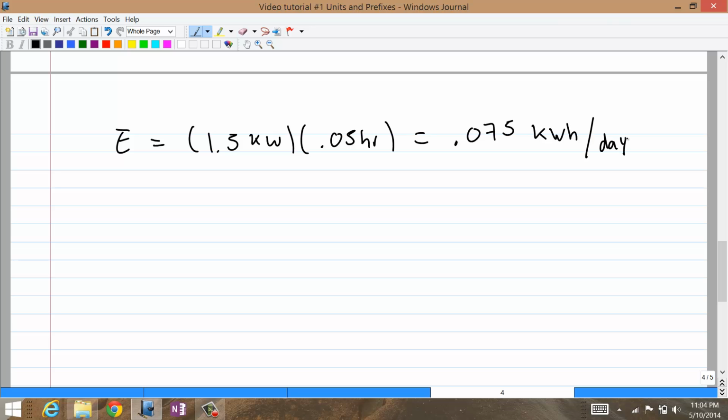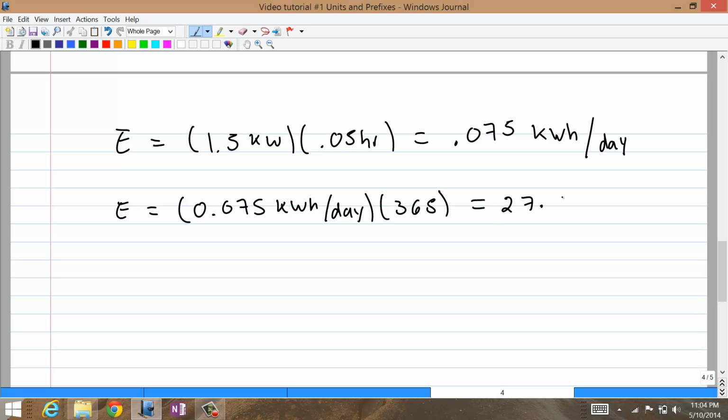Now that we know the energy consumption of the toaster in 1 day, all we need to do is multiply by the number of days in 1 year. So our energy is going to be 0.075 kilowatt hours per day times 365 days. This is going to equal 27.375 kilowatt hours per year, and this will be the answer.